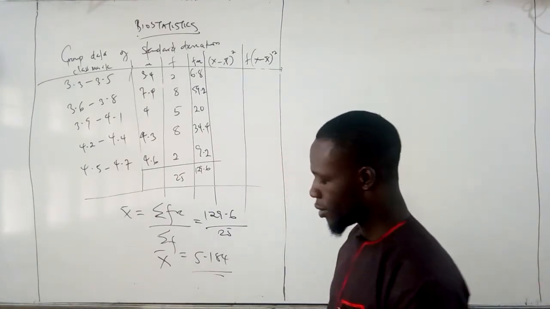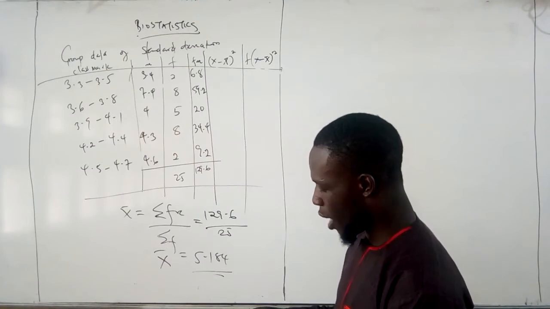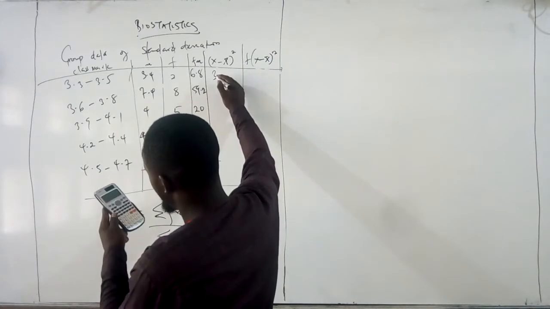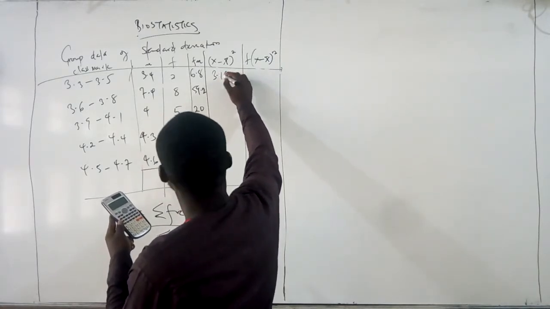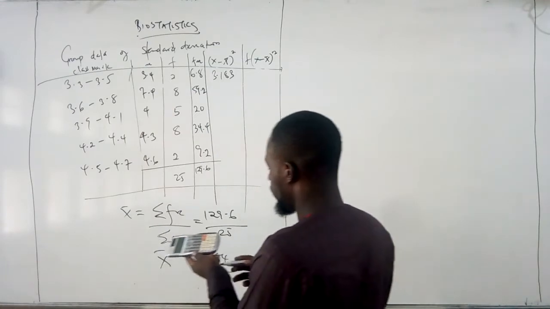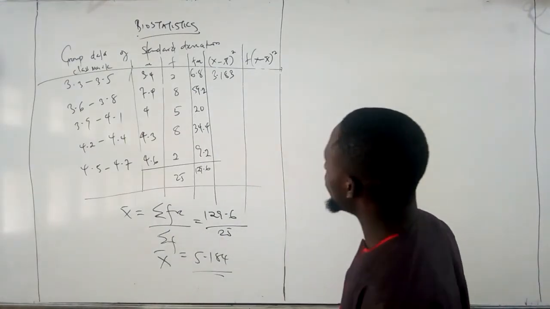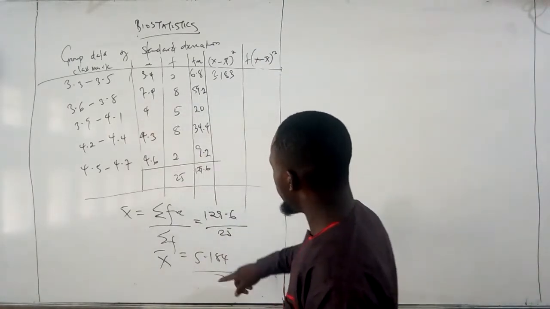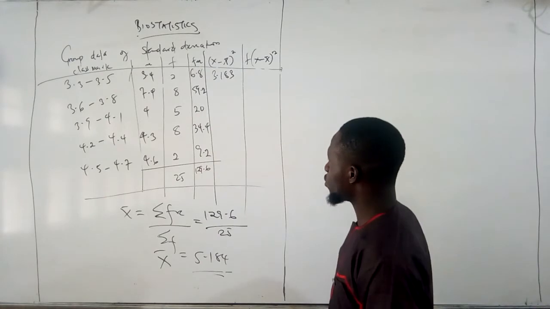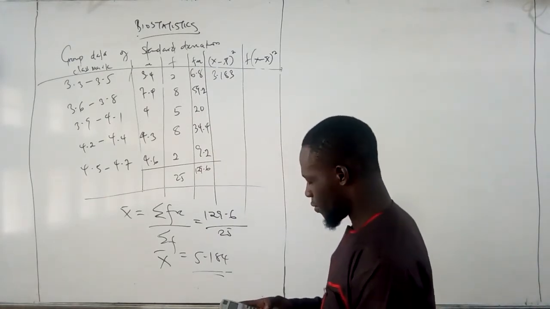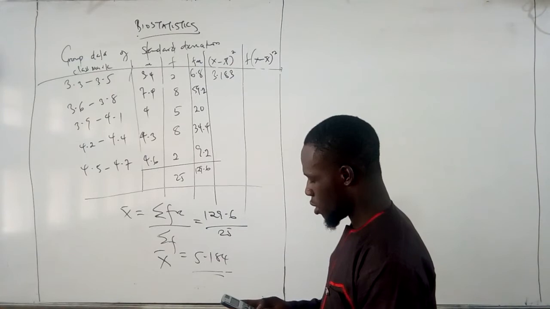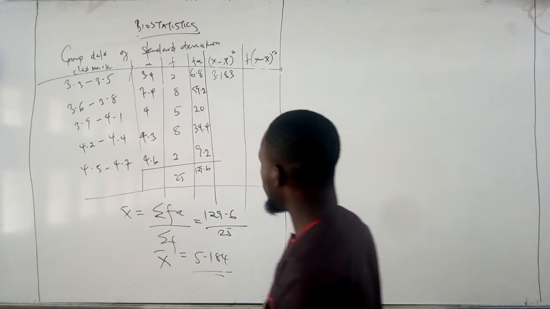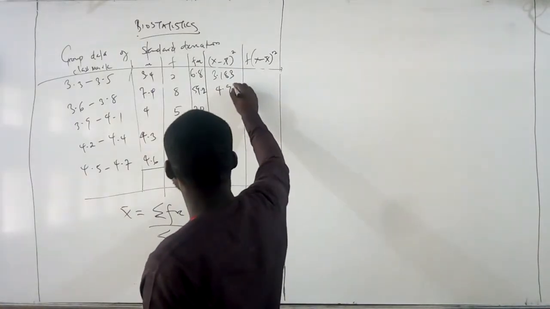5.184, right? Then whatever you have, you square it, and you have what? 3.183. Okay? So for the second value, we are going to have what? X, which is 7.4 minus the mean that you have here. So 7.4 minus 5.184, we are going to have 2.216. Then when you square it, we are going to have what? 4.91. So you have 4.91.